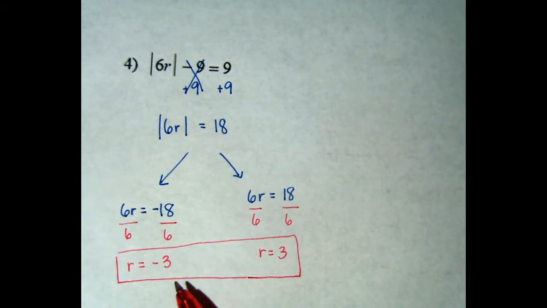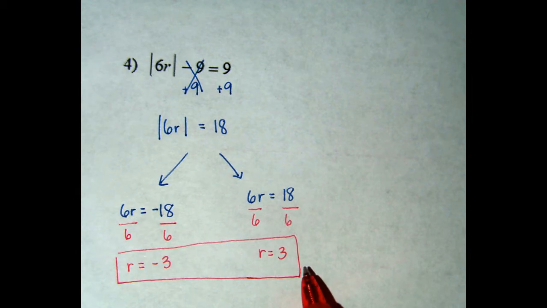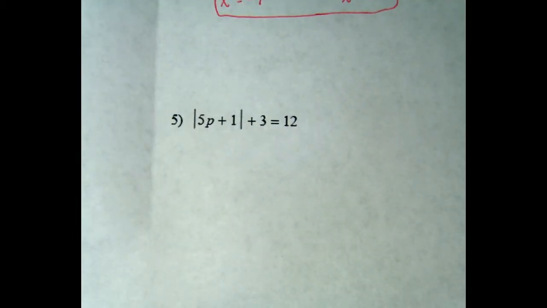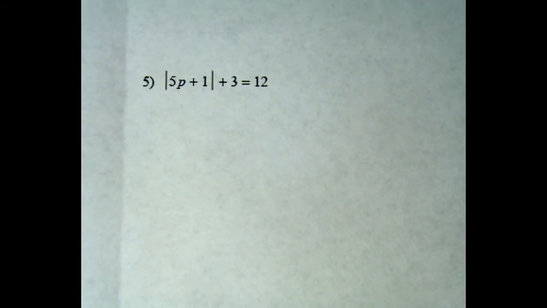It just so happened that these come out as positive and negative 3. It doesn't always work like that, as you saw in example number 3. Make sure you pay attention to that. Don't get in the habit of just saying, oh, they both have to be the same number, just one's positive, one's negative. That's not always true. Again, if you're watching this to learn this, you need to do number 5 before you continue with the video. So pause it if you need to.